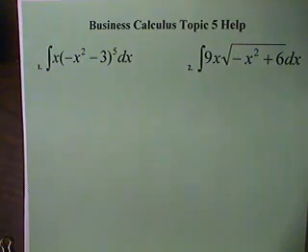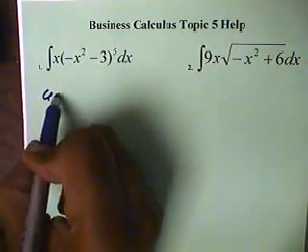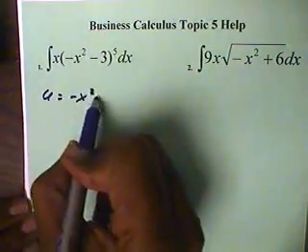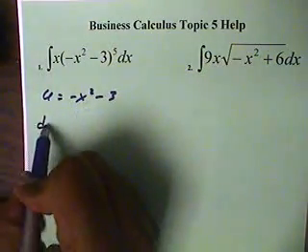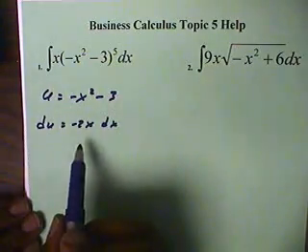Business Cal, Topic 5, Help for two problems. Okay, we want to integrate these two problems, and what I'm going to do is use a u substitution for this function right here. So u is going to represent my negative x squared minus 3. This implies du equals negative 2x times dx.